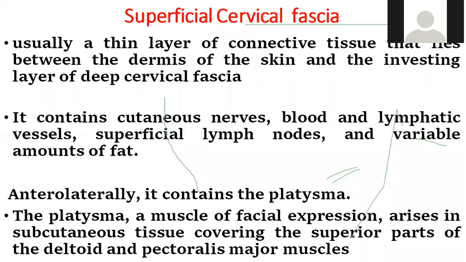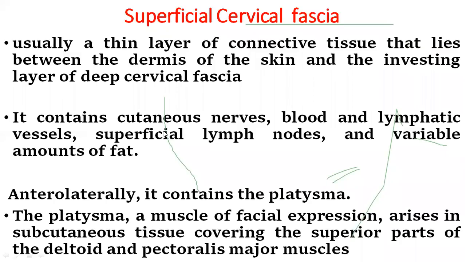Now, the superficial cervical fascia contains the cutaneous nerves, the blood and lymphatic vessels. Also, we have superficial lymph nodes, and there is some amount of fat within the superficial cervical fascia. When you view it anterolaterally, it contains the platysma, and platysma is a very strong muscle, the muscle of facial expression. It arises in the cutaneous tissue covering the superior parts of the deltoid and pectoralis major muscle.